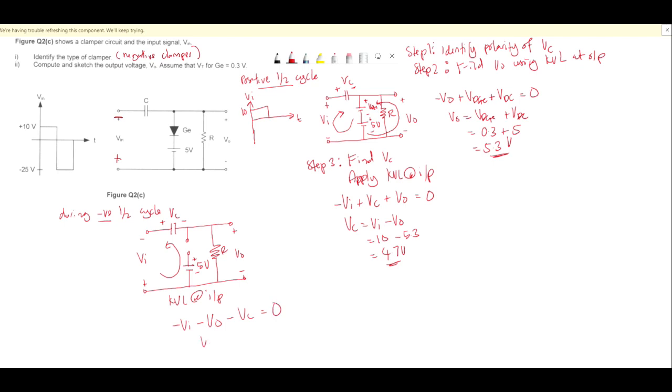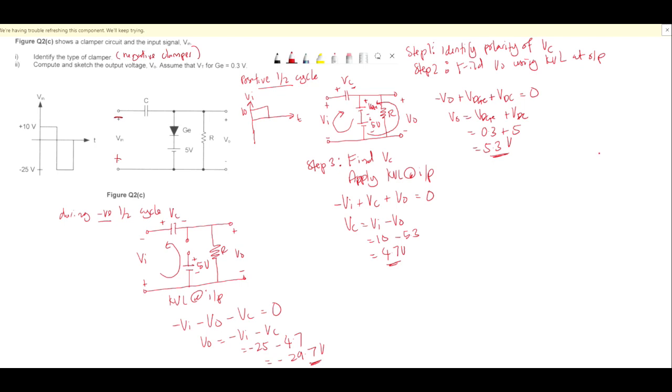So your Vout should be equal to negative Vi minus Vc. Vi in the question is 25. Negative 25 minus Vc, which is 4.7 volt, you will get negative 29.7 volt.